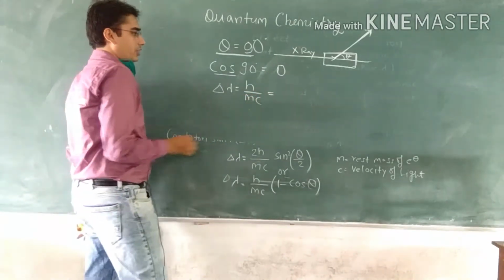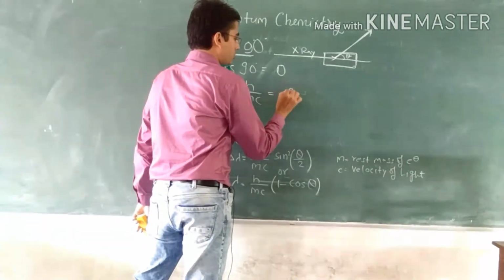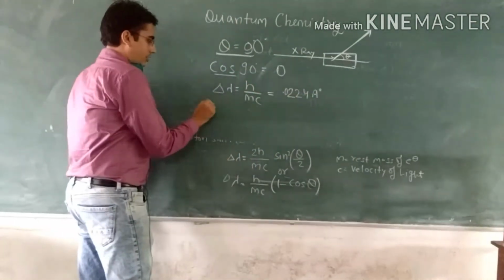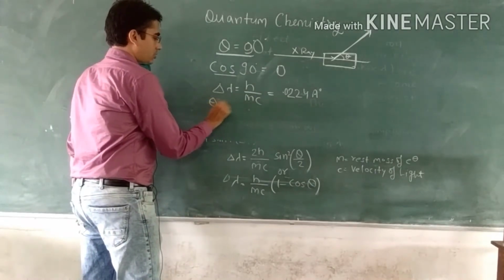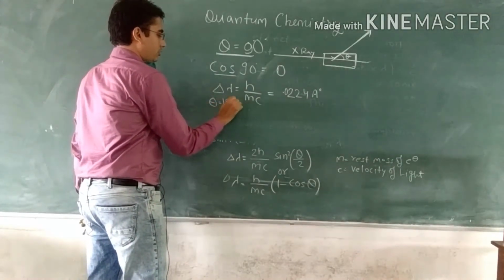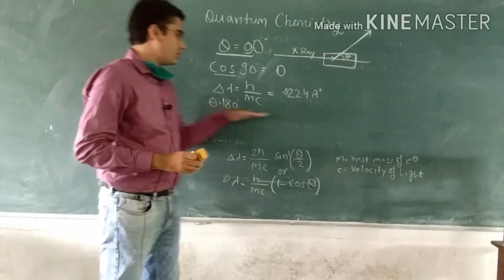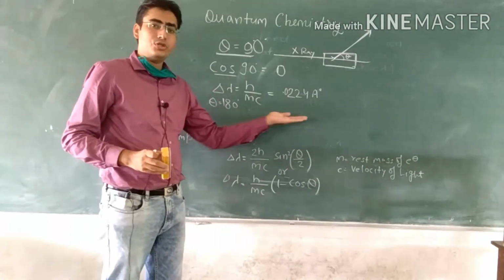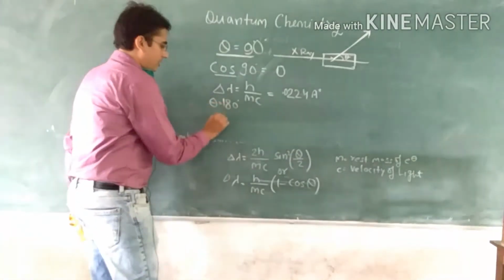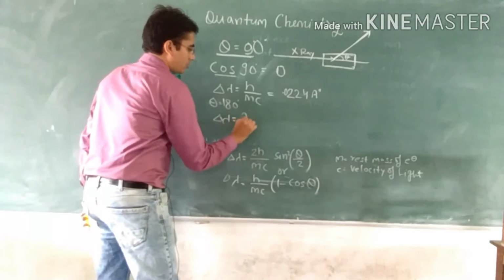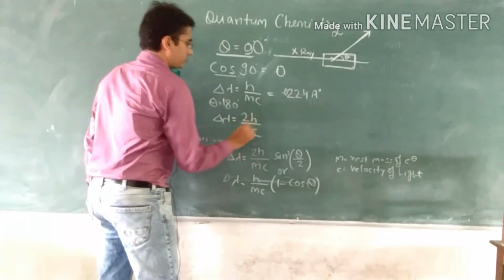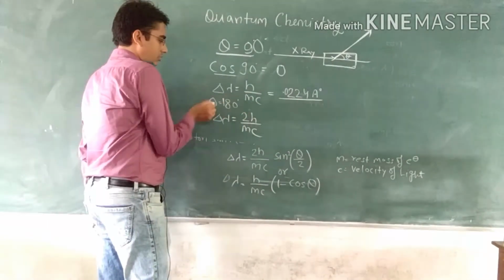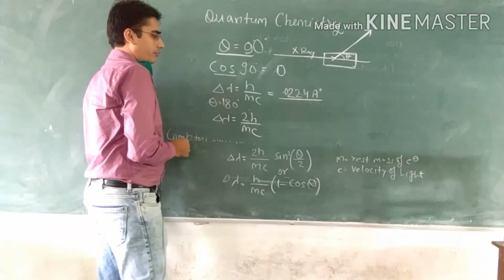On solving, we get 0.0224 angstrom. And when theta is 180 degree, that means incident X-ray and scattered X-ray are opposite to each other, then delta lambda will become 2h upon mc. This is the Compton wavelength, and it will be double the Compton wavelength.